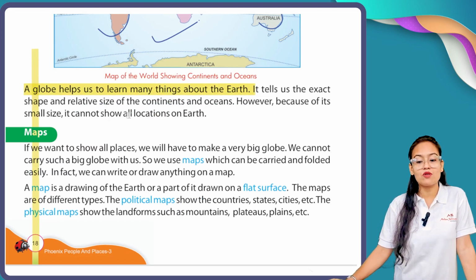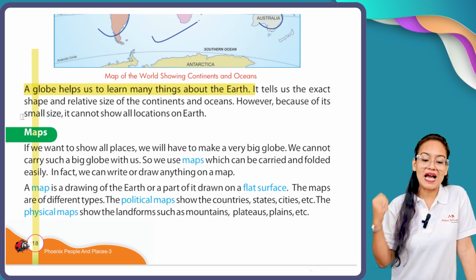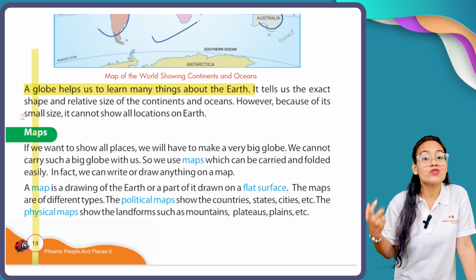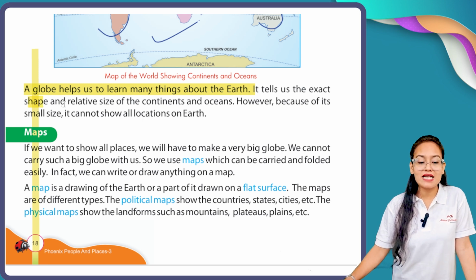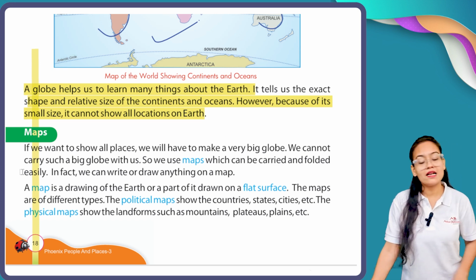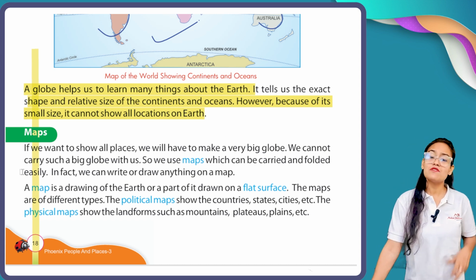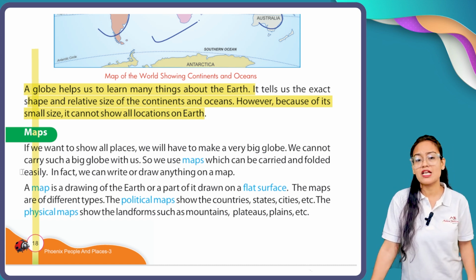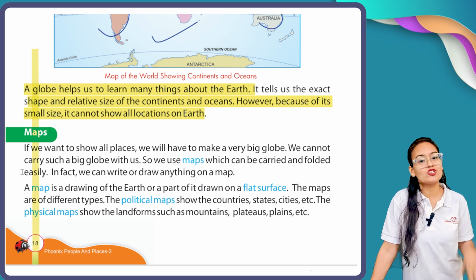A globe helps us to learn many things about the Earth. Now, why do we use a globe? Because a globe helps us to get information about our planet Earth. It tells us the exact shape and relative size of the continents and oceans. However, because of its small size, it cannot show all locations on Earth. But it is not possible to show each and every piece of information on the globe.